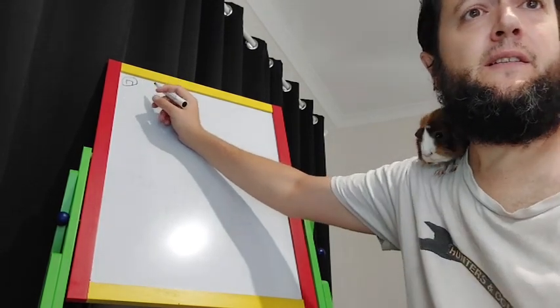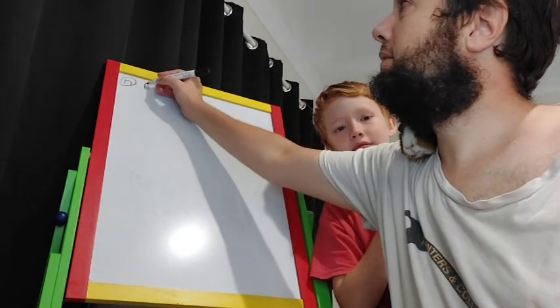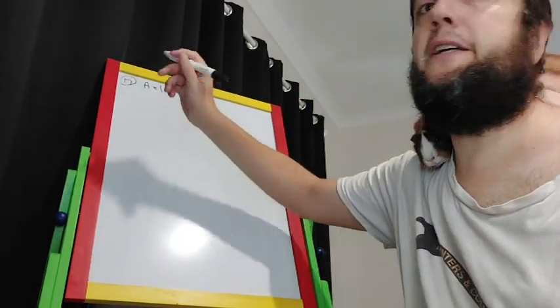All right, so an area rule for a rectangle is length times width. I might actually write that down. That's going to be useful later.